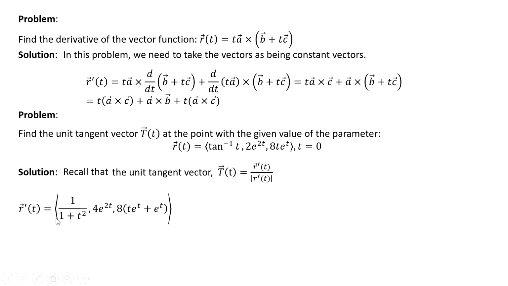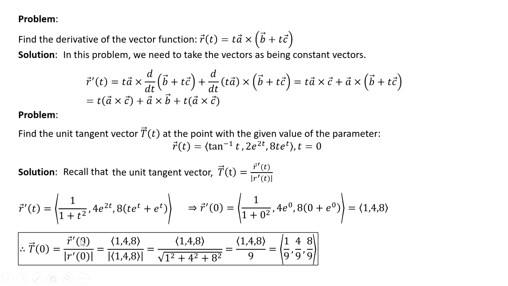Now that we have found r prime of t, to solve our problem, if you want to find r prime of 0, that's fine. And so that turns out to be 1, 4, 8. And how do you find T of 0? Well, simple. R prime of 0 divided by its magnitude. I should have had a vector sign there. Magnitude of r prime of 0. Okay, so (1, 4, 8) over 9, and that turns out to be this vector.